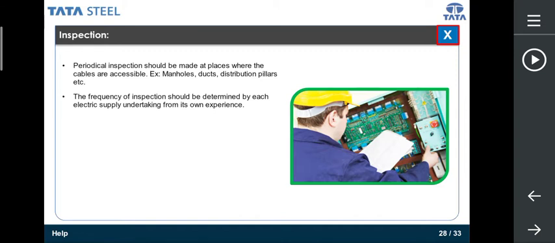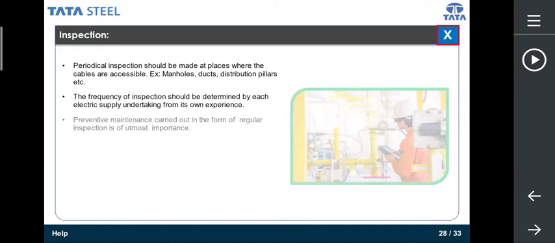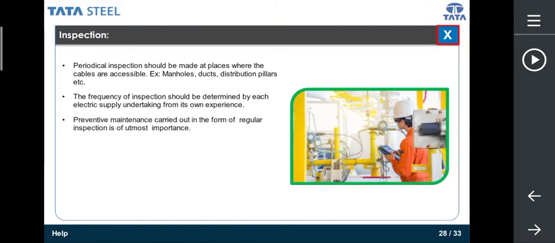The frequency of inspection should be determined by each electric supply undertaking from its own experience. Important heavily loaded lines will require more frequent attention than less important lines. Cables laid direct in the ground are not accessible for routine inspection, but such cables are often exposed when the ground is excavated by other public utilities for installing or repairing their own properties.